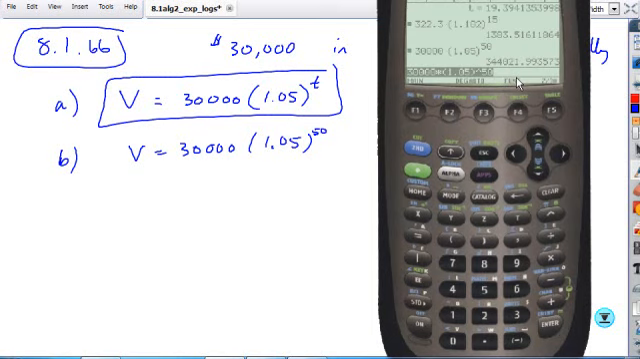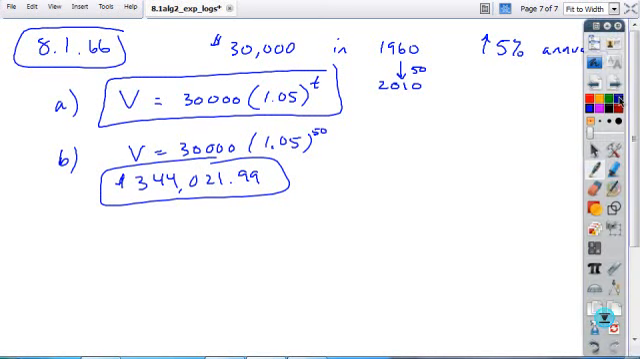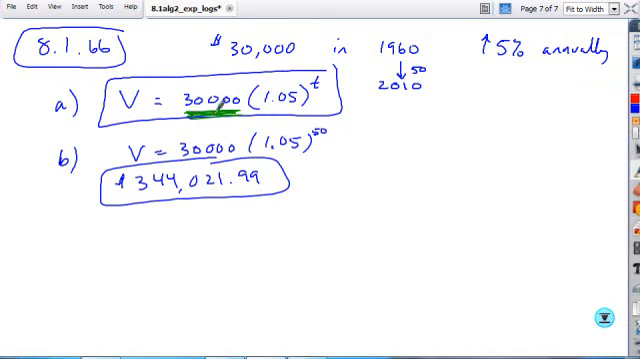So again, are you seeing this is pretty consistent, this exponential growth type of equation or function? And do make sure you know what the different parts mean. So again, in looking at this, 30,000 is called the what? The initial amount, okay, or the original value. What's the 1.05 called? This is the growth factor.